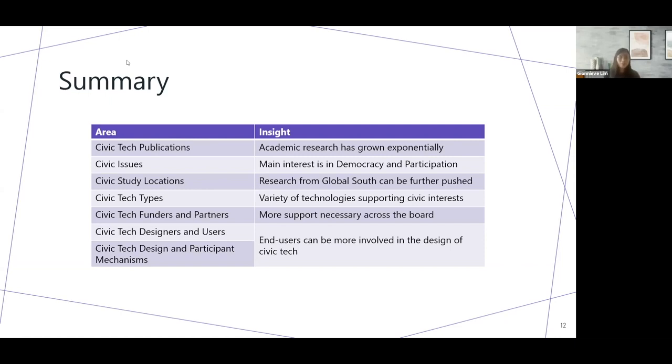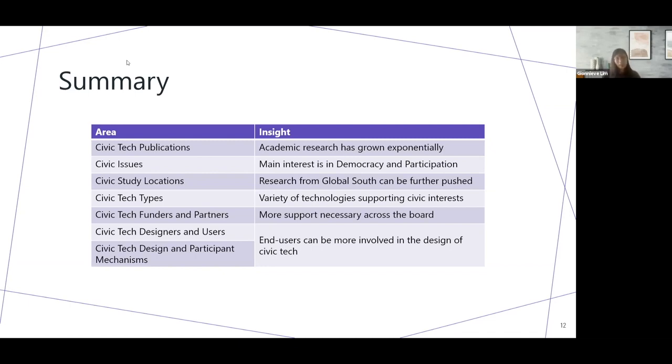And there are a lot of variety of technologies supporting civic interest. The ICTs can include social media, web apps, mobile apps, as well as IoTs and public displays, which are not as much used by most people, but these are also very valid and very innovative forms of technology that can help to push forward civic interest. And for the funding and the partnerships, we definitely need more support across the board, especially since everybody can provide various expertise, insights, as well as resources that can contribute in a lot of different ways in CivicTech.